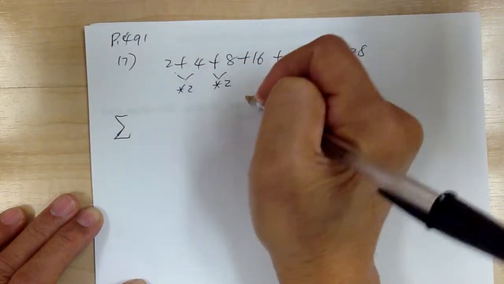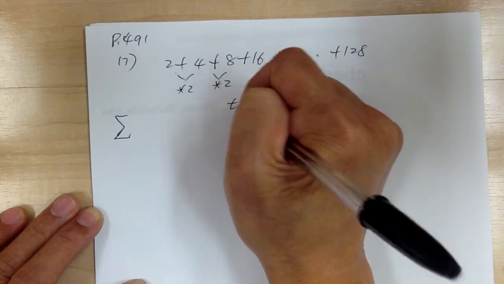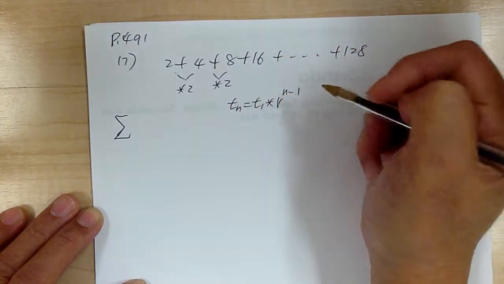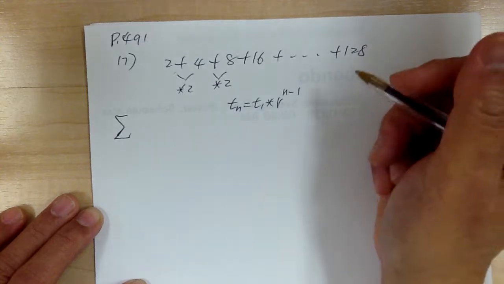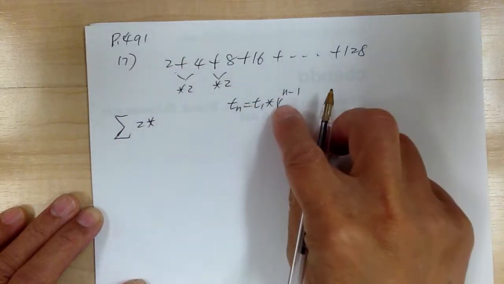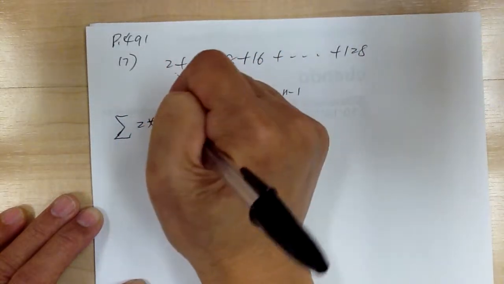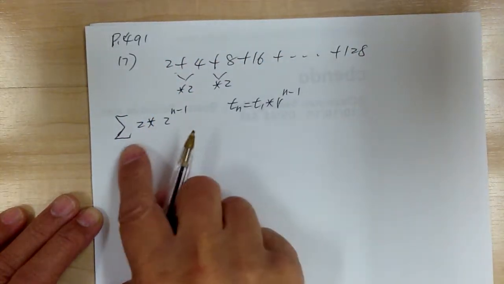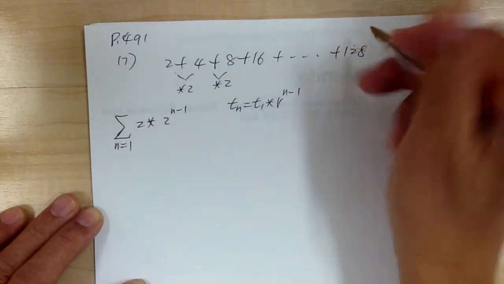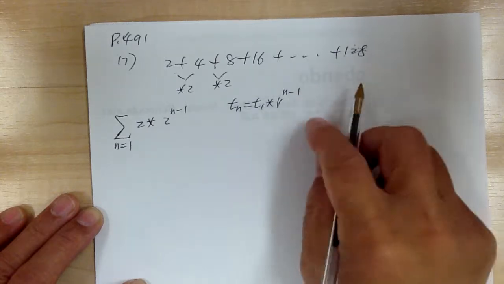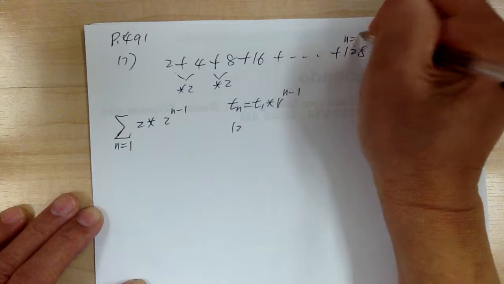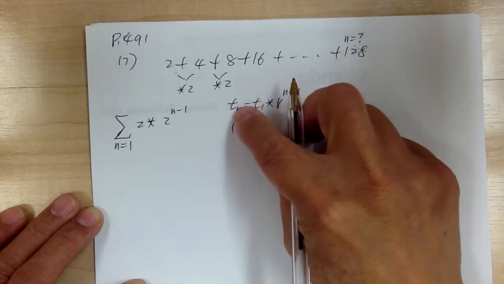So for geometric, your formula would be T of n equal to T1 times r to the n minus 1. Okay. And so T1 would be 2, and r is 2, to the n minus 1. And so it's going to go from n equal to 1 through this one, but you don't know what this one is. So you have to use this formula again, right? So you got 128. So if you're going to figure out what n is equal to over here, then you have to use this number for the Tn.